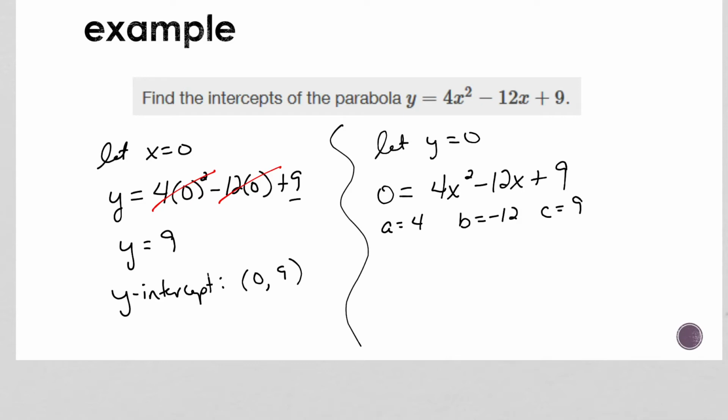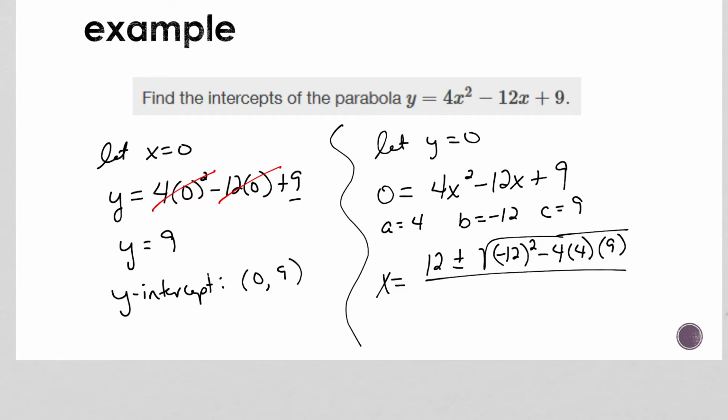By the way, if you ever don't want to factor, the quadratic formula will find your answers for you too. So x is equal to -b. That means the opposite of our b term. So that is +12 plus or minus (-12), got to use those parentheses here, squared minus 4 times a times c all over 2 times a.